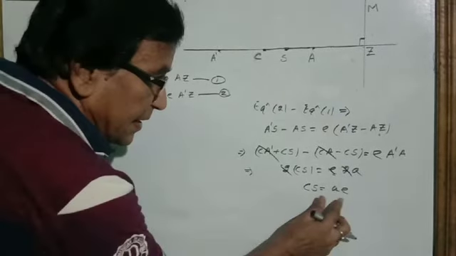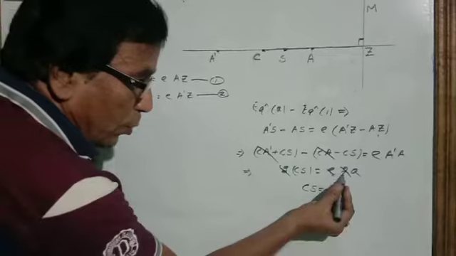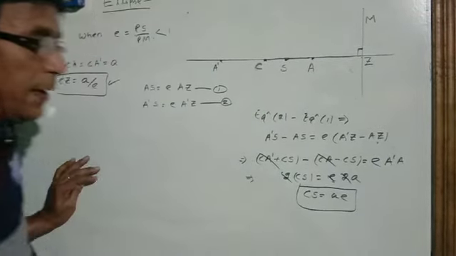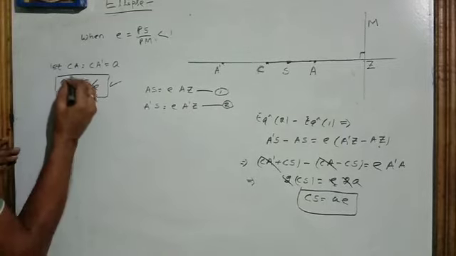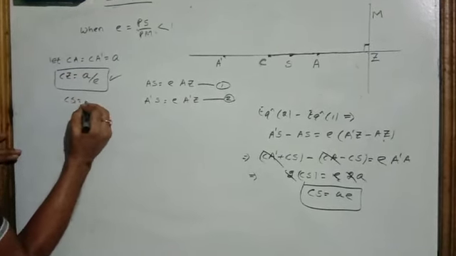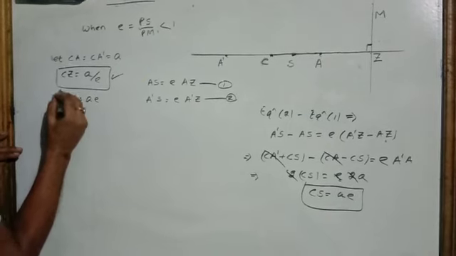So the distance CS is equal to AE. The 2 will be cancelled out. So we are getting that CS is equal to AE. This distance CS is equal to AE.